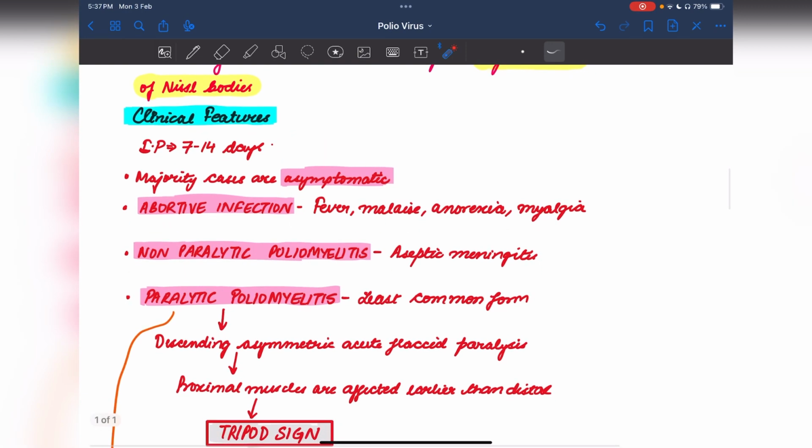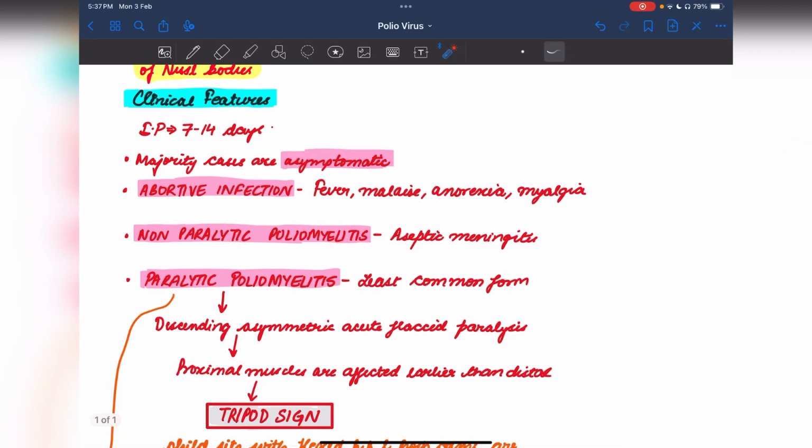Now, there are four types of clinical presentations that you will see. First is asymptomatic. The majority of cases, about 90 to 95%, are asymptomatic. Secondly is the abortive infection. That means infection will occur and it will resolve in some time. That will be characterized by fever, malaise, myalgia, or anorexia.